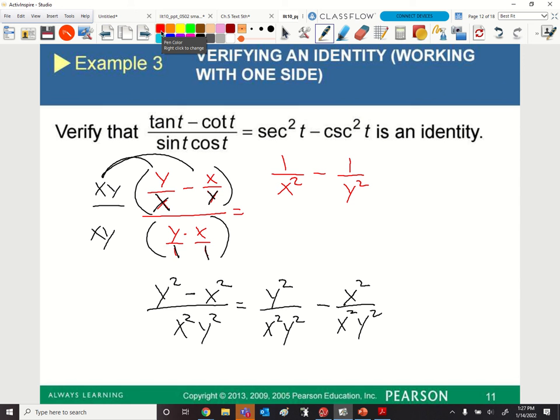Now, looking at each term individually, what can I do with this first term? Cancel out the y squareds, right? I'm going to cancel out y squareds. Okay. What about the second term over here? What could I do? Very good. Cancel out the x squareds, like that. So if I cancel out everything in the numerator, what's left over? 1. If in the numerator right here I cancel out all that, this is going to turn into 1 over x squared, because x squared is on the bottom, right?